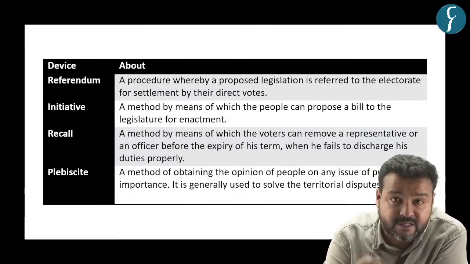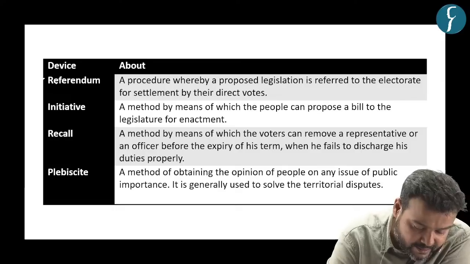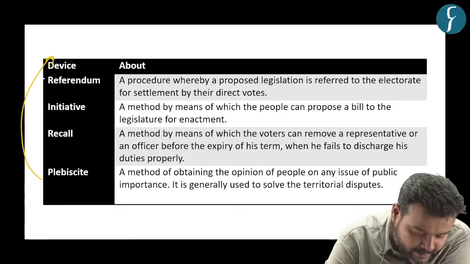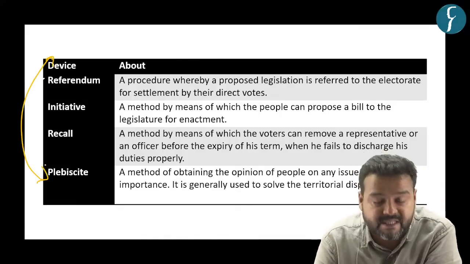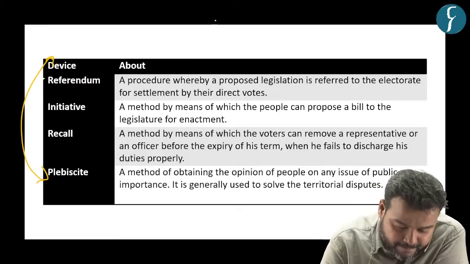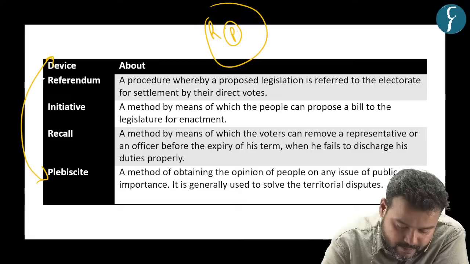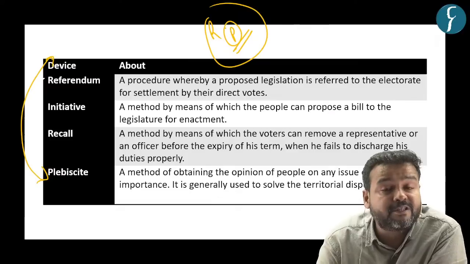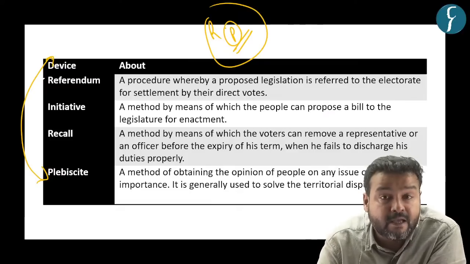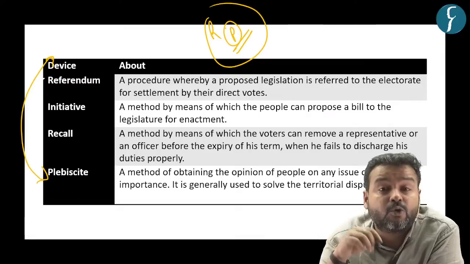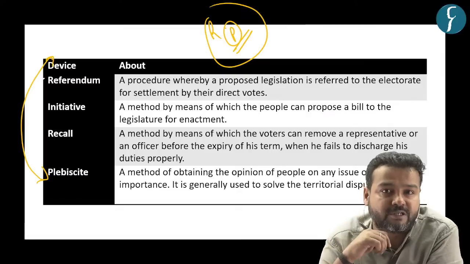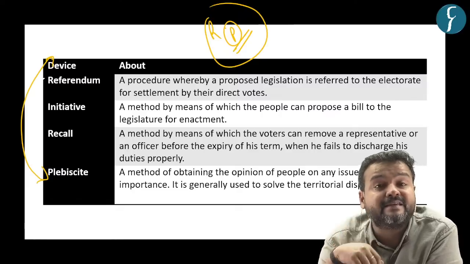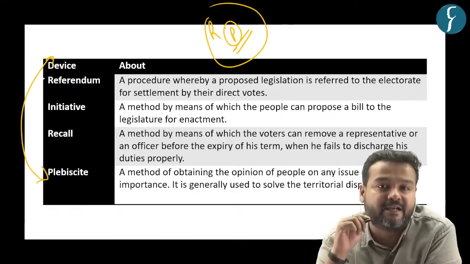Let us take the first two important terms and try to understand the difference between the two. The terms are referendum and plebiscite. Now technically speaking, plebiscite is a type of referendum. Then what is the difference? Now basic difference is whenever there is a constitutional question, referendum will take place. But when there is a question of secession, plebiscite will take place.